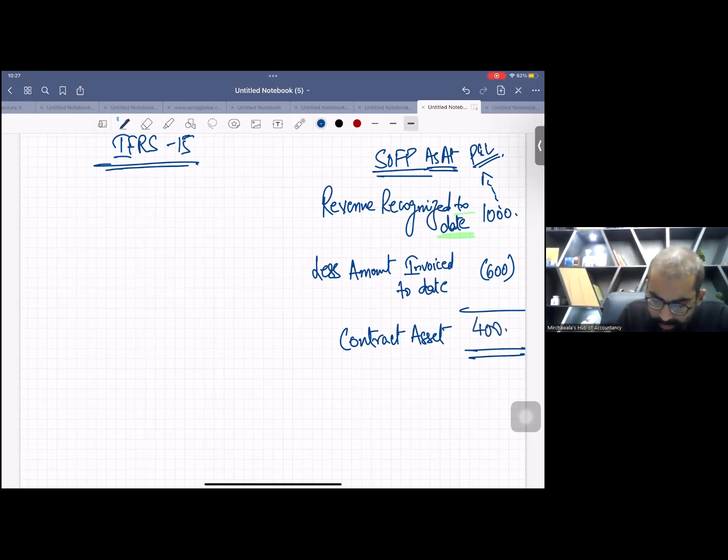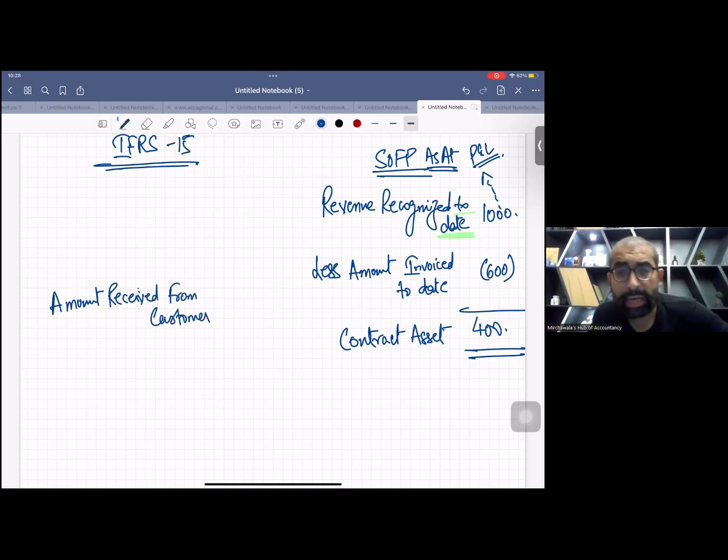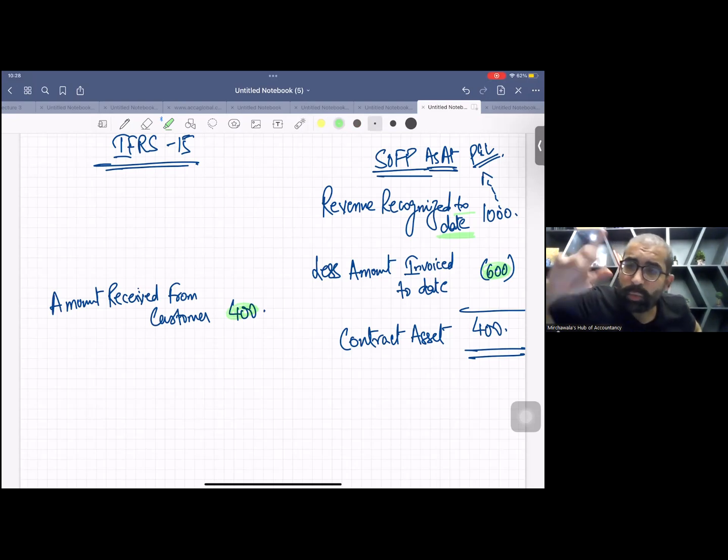But now it is written that amount received from customer is only 400. Whatever I'm teaching you right now, I have already taught in my LMS. Now, what is this? Just use your brain. You sent invoice to your customer for 600, but customer only paid you 400. So why didn't the customer pay you in full?